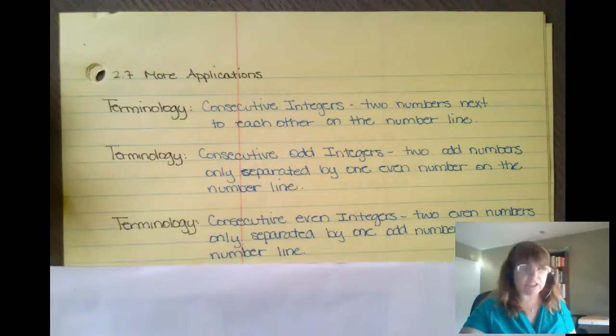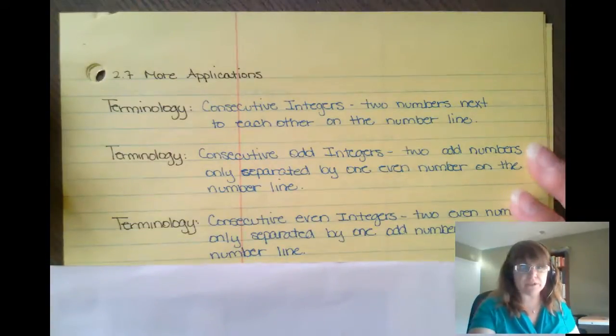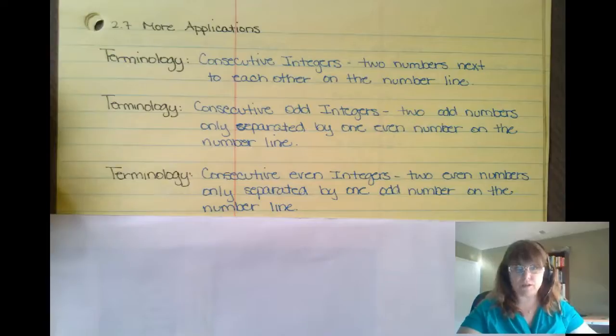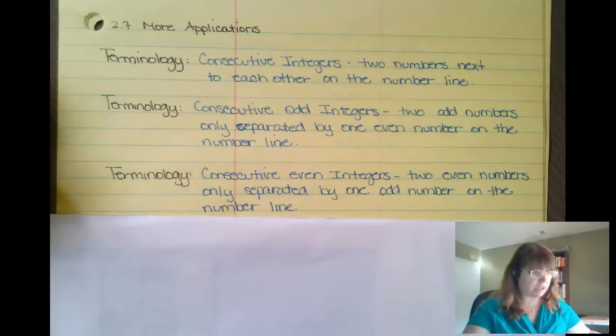Consecutive even integers are two even numbers only separated on the number line by one odd number. For example, 2, 4, 100, 102, 1000, 1002. So you can see it's only separated by one odd number.